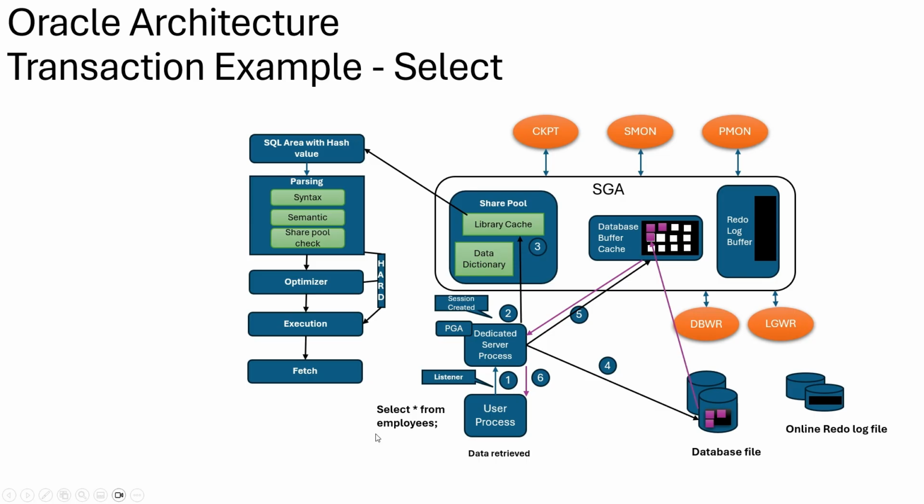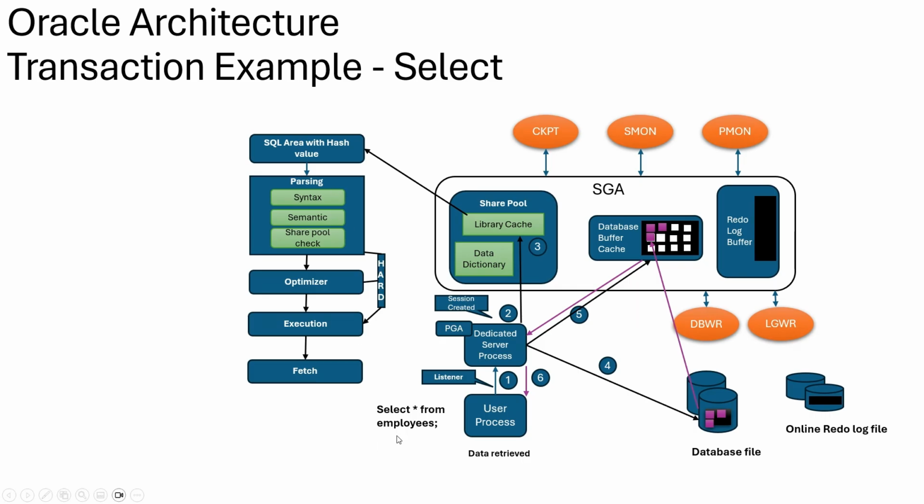Whenever you execute, it goes first to the shared pool. Within that shared pool, the library cache will be there, and within that library cache, a SQL area will be created for storing the SQL statement with a hash value. Then it goes to the parsing stage: syntax, semantic, and shared pool checks happen. Then the optimizer creates multiple execution plans, and the server process decides which execution plan is the best and most optimized one to choose. Then it goes to execution. When you do it for the first time, that process is called hard parsing.